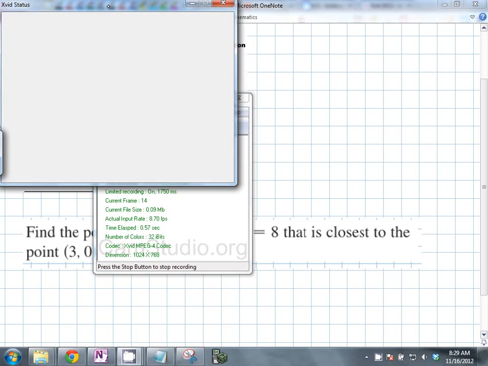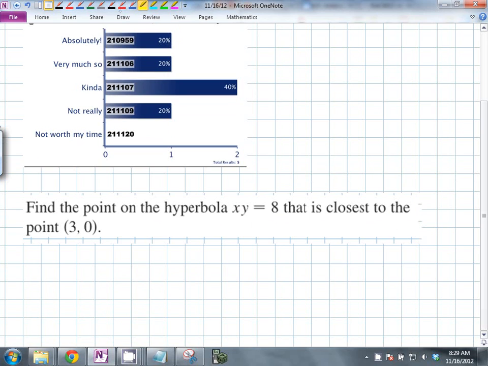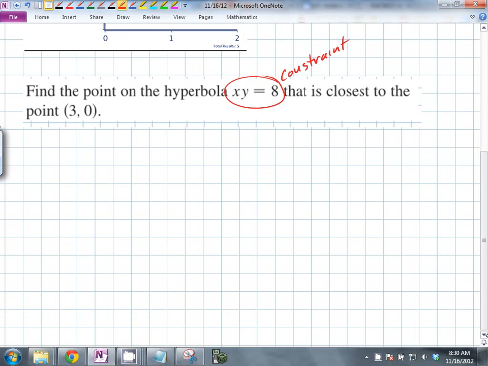On this first one here, find the point on the hyperbola xy equals 8 that is closest to the point 3, 0. So, is this your constraint or what you're trying to minimize or maximize? This is the constraint. Nice, okay. So that's the constraint, so closest to the point 3, 0.